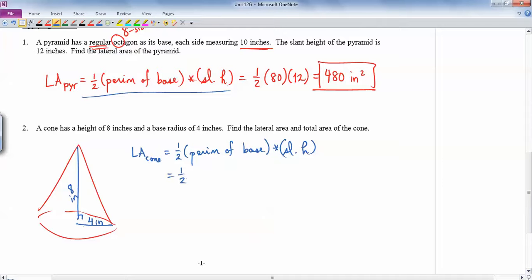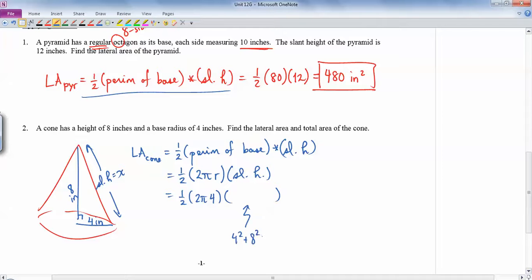Well, the base is a circle, so the perimeter of the base is 2 pi r. And then we're going to multiply by the slant height. We know the radius is 4, so that's 1/2 2 pi times 4. And then we still need the slant height, right? So this is the slant height right here. So to get that, let's call that x, and we'll use Pythagorean theorem. So 4 squared plus 8 squared equals the slant height squared. And then 4 squared plus 8 squared is 80. So that's the slant height if we take the square root.